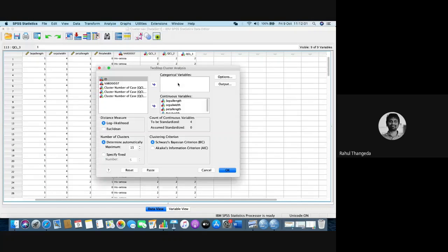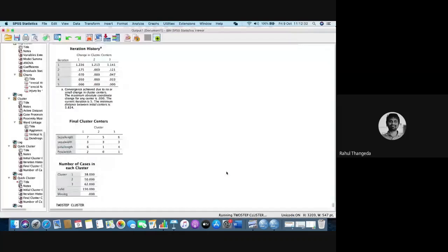With this two-step cluster, what you'll have to do is pick your variables, and if they are categorical, put them in categorical. If they are continuous, put them in continuous. For us, it is continuous, so I put them in continuous only. This works on a clustering criterion called BIC and AIC. About that, I gave you notes in the last slide. You can read more. It is asking me to determine the number of clusters. Maximum number of clusters should be 10, I'm saying. You can't have more than 10 clusters. I'm telling this to it. And here you don't have too many options to play with. Just click OK.